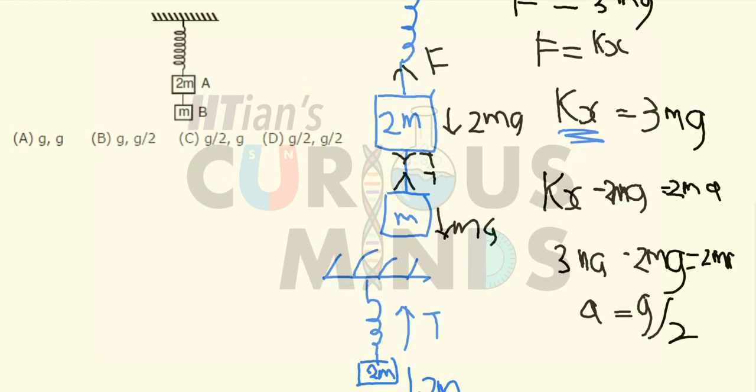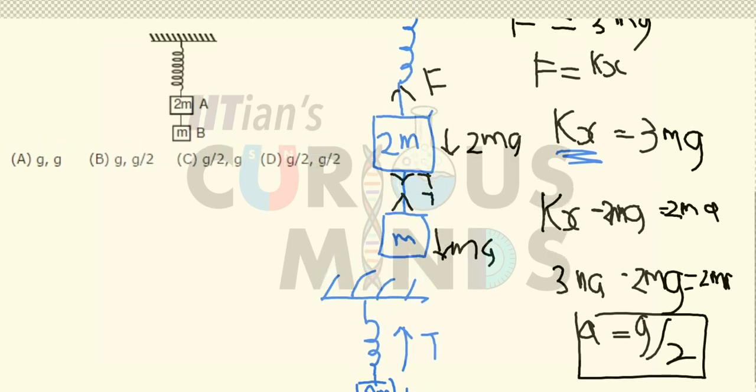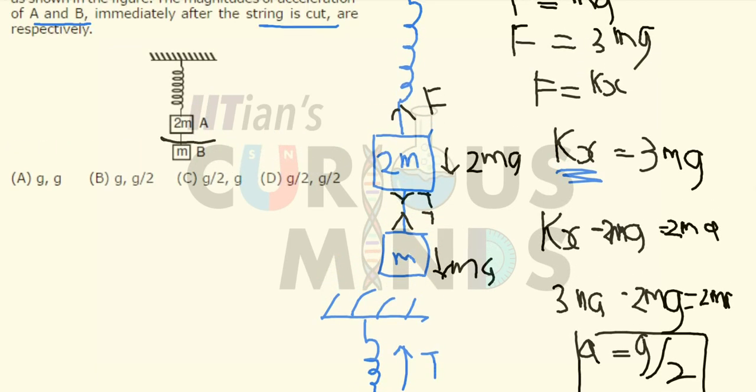A will go up with an acceleration g by 2, and now since B is cut down, it will fall freely under gravity with an acceleration g in the downward direction. So the correct answer is option number C.